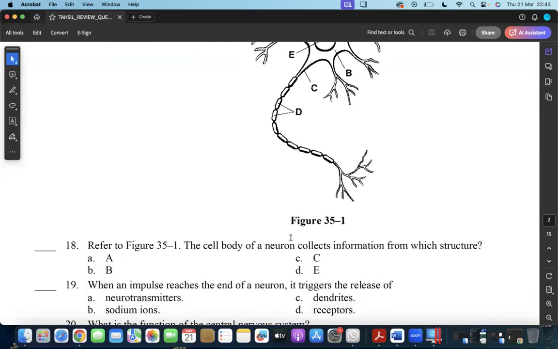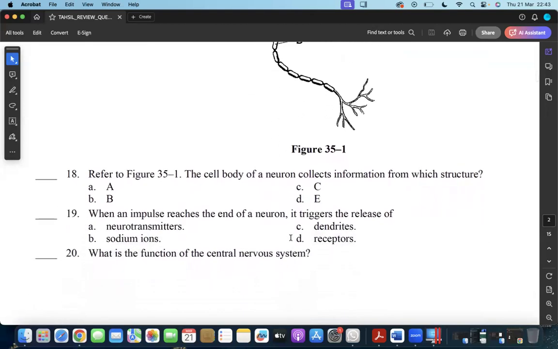So it's going to be what? It's going to be A. So now the next one. Question number 18's answer is A.